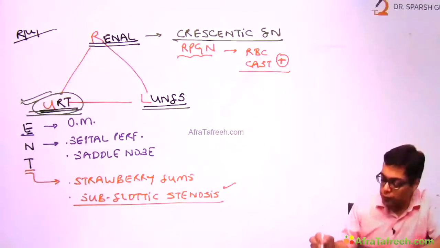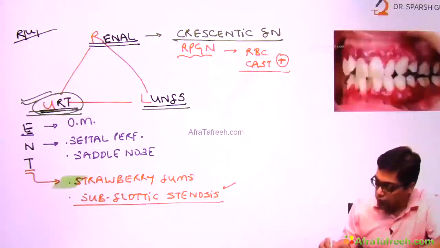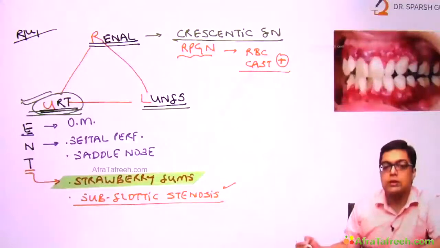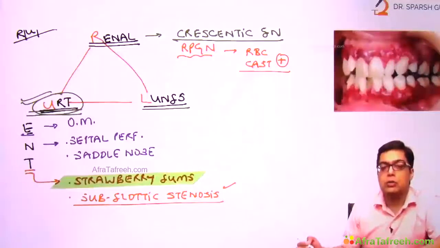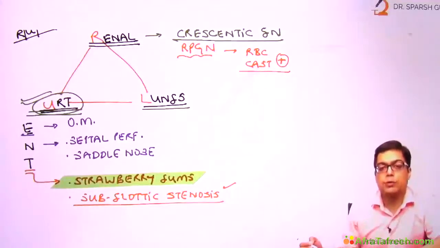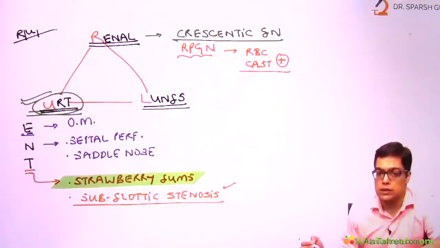We must be familiar with the fact that when we are talking about strawberry gums, that is what is seen as a finding of a patient having Wegener's disease. And when we are talking about something which is given the name of strawberry tongue, that is what we discussed a few minutes back. That is a finding of a patient suffering from Kawasaki's disease.